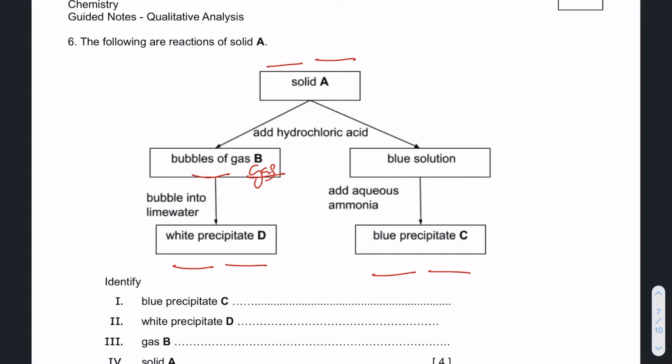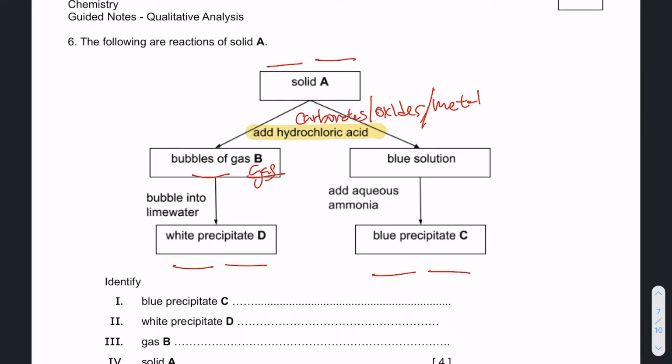Okay, so let's highlight the clues. We have hydrochloric acid, right? And you know that hydrochloric acid is most likely a test for carbonates, right? But it can also be a reaction with oxides, or A might be a metal. So it can either be a carbonate, an oxide, or a metal, depending on what gas is formed.